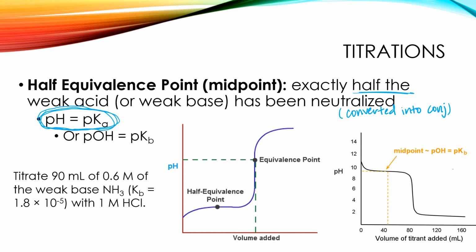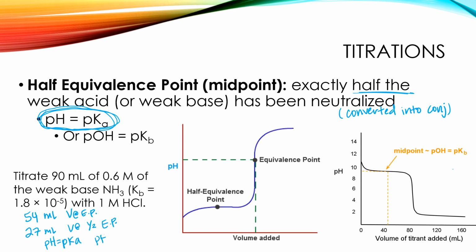So let's do an example. If I titrated 90 milliliters of 0.6 molar of ammonia with 1 molar HCl, so it's the previous question we had done. Okay, so we determined that 54 milliliters was the volume at the equivalence point. So half of that is 27 milliliters is the volume at the half equivalence point. So what that would mean is that at 27 milliliters, pH has to equal pKa.